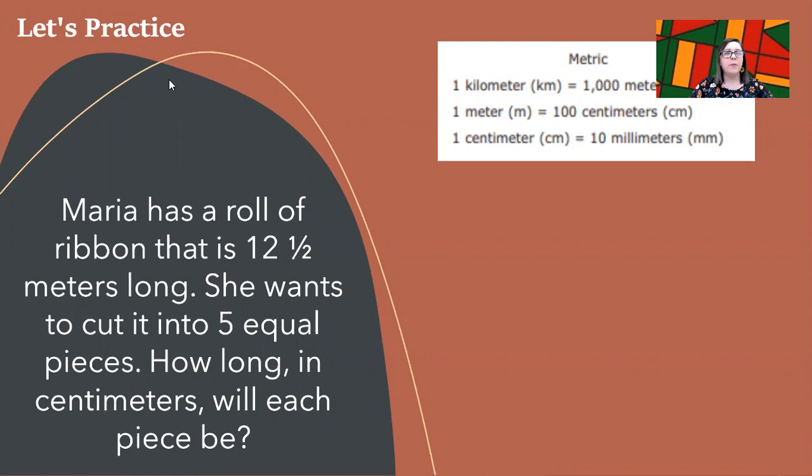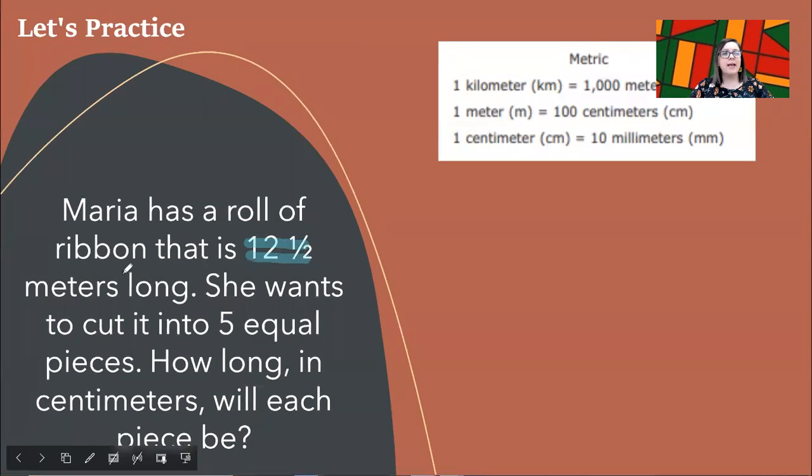All right, so we have Maria here. And Maria has a roll of ribbon. And that roll of ribbon is 12.5 meters long. She wants to cut her ribbon into 5 equal pieces. We want to know how long each piece will be in centimeters.